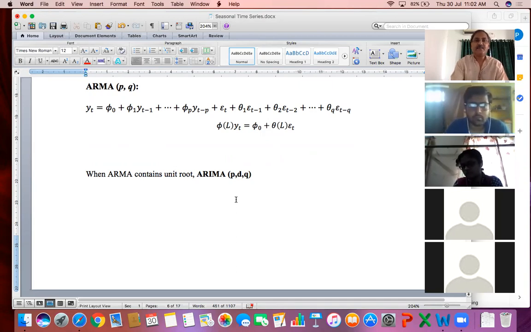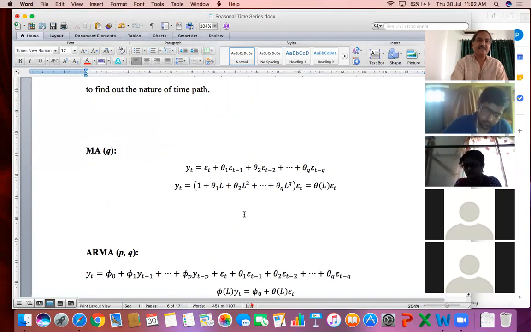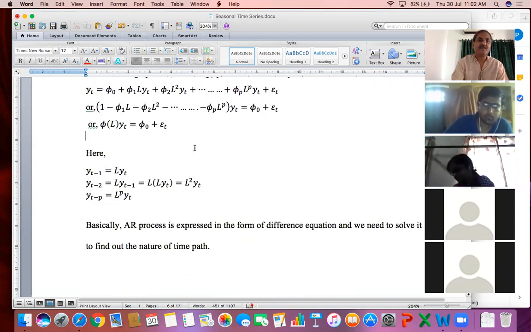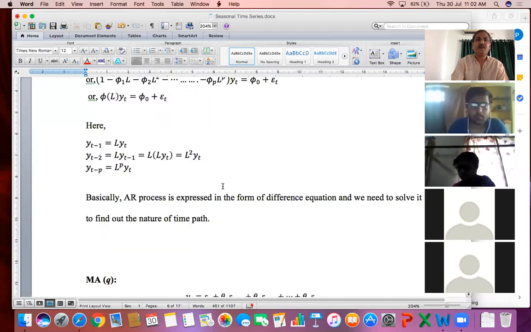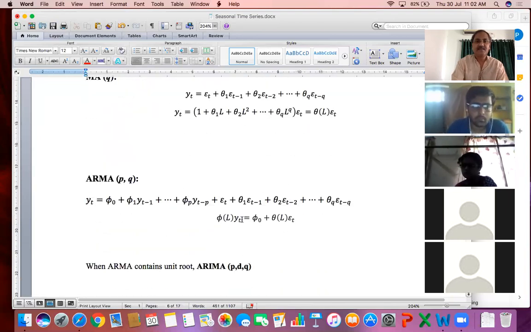These are the four possible data generating processes we have to keep in mind, and how we can express them. You need to remember the expressions. For the moving average part, we can express it in this way. For the autoregressive part, we can express it in this way. For ARMA, we can express it in this way, etc. So for further analysis, we need to know the basic expressions of ARMA, AR, MA.